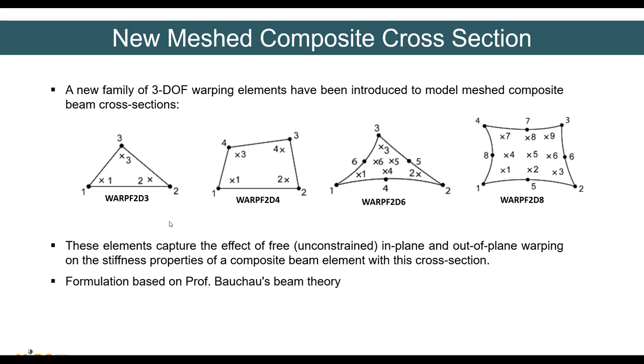Now what you can see here, we have the new family of elements, WARP2D3, we have the WARPF2D4, and so on. These elements capture the effect of in-plane and out-of-plane warping on the stiffness property of a composite beam element with this cross-section.